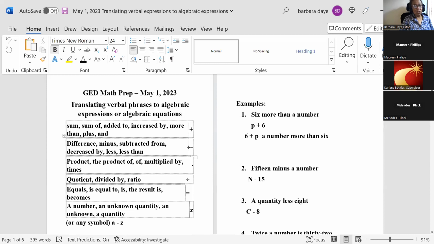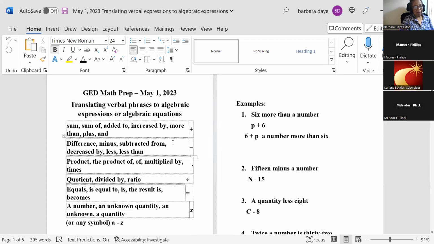Minus. Just one, minus. What you get when you subtract is called a difference, whereas what you get in adding is a sum. So you may see minus, subtracted from, decreased by, less than. Just like increased by is addition, decreased by is subtraction.